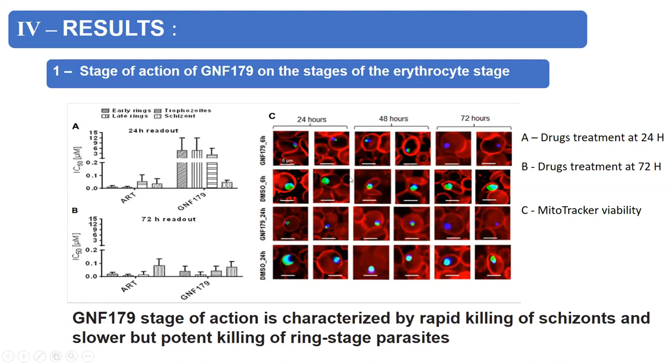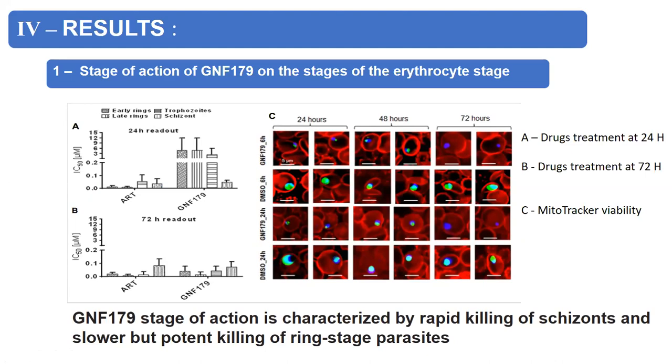In the red, we can see the GNF effect in ring stage using MitoTracker. MitoTracker is used to know the viability of the parasite. If its color is green, it means that the parasites are living.